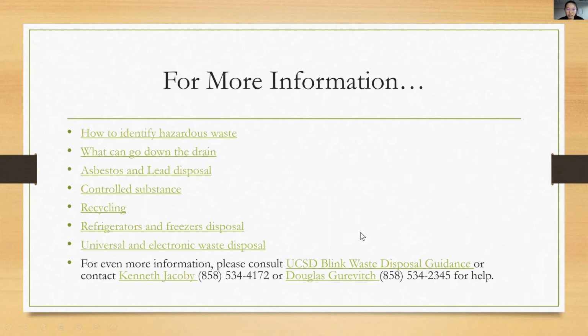So that's everything we currently need to notice for waste disposal. Here I linked some of the UCSD websites if you want more information, and I also linked the contact information of Kenneth and Douglas. If you have any questions, you can either ask them or let me know. So about the waste disposal guideline, do you have any questions?